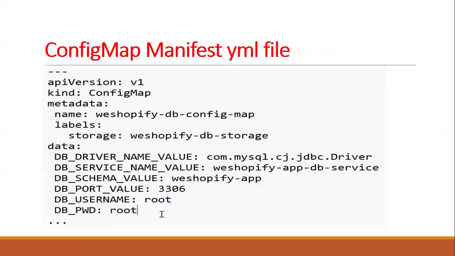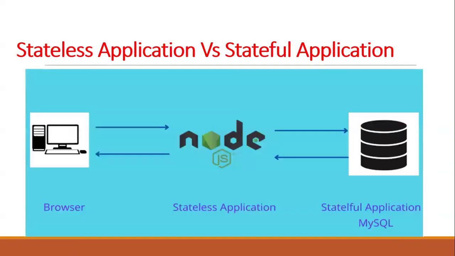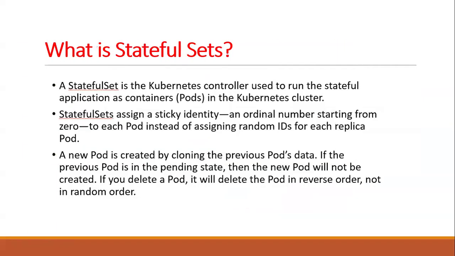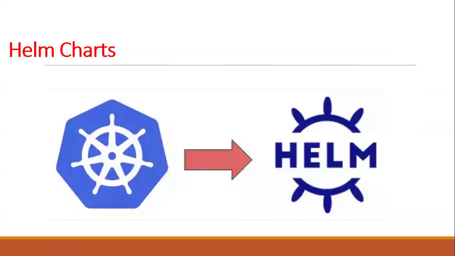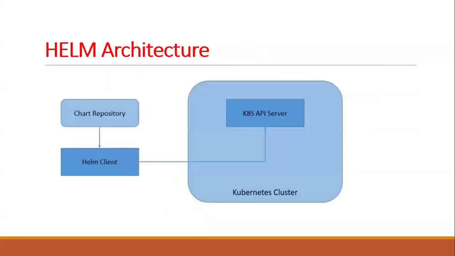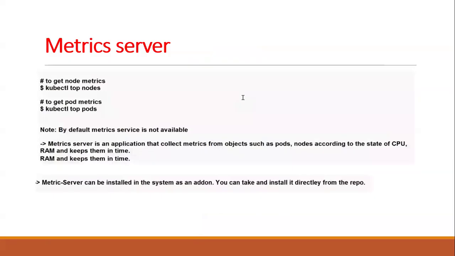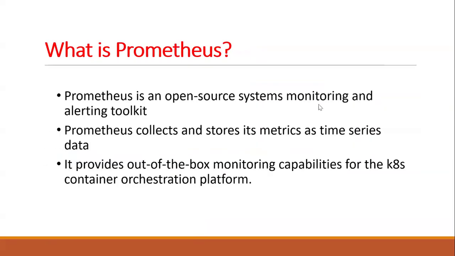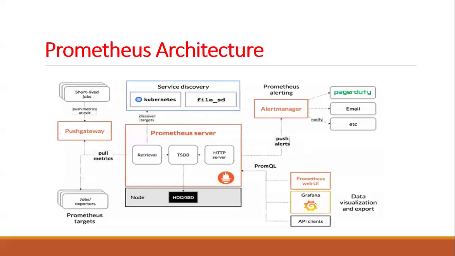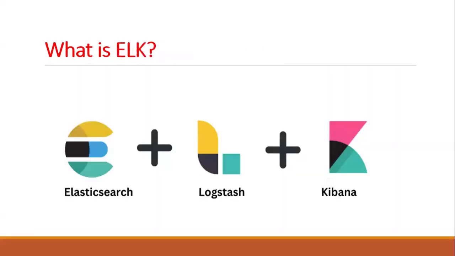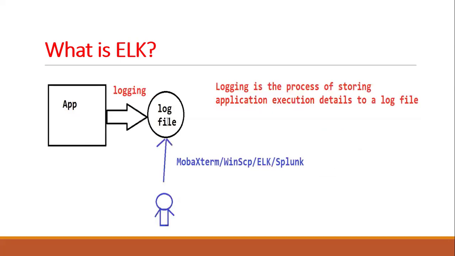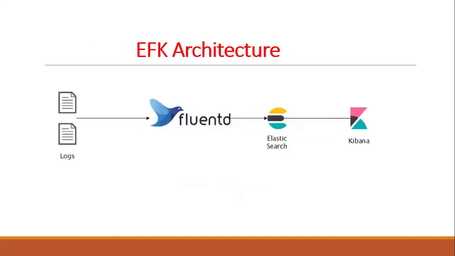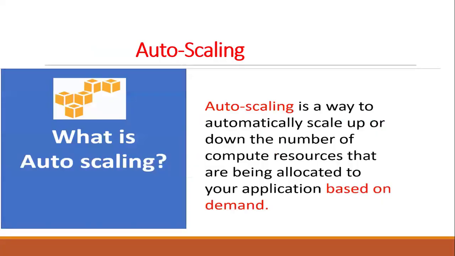Okay, config maps and secrets. Once config maps and secrets are completed, then examples of stateless and stateful applications. What is stateless, stateful, StatefulSet? What is the difference between a Deployment and a StatefulSet? Then Helm: the Helm package manager, Helm applications, Helm charts. Then metrics server, Kubernetes monitoring, Prometheus, Grafana, and the Prometheus and Grafana architecture. What is ELK? Elasticsearch, Logstash. I will show you Elasticsearch and Logstash also. ELK architecture, Filebeat.